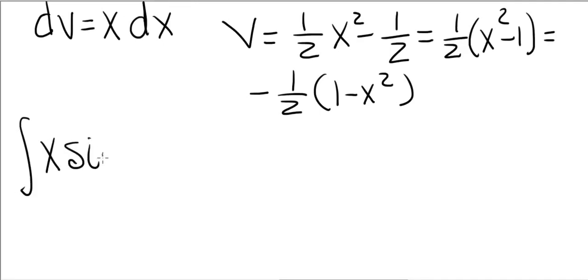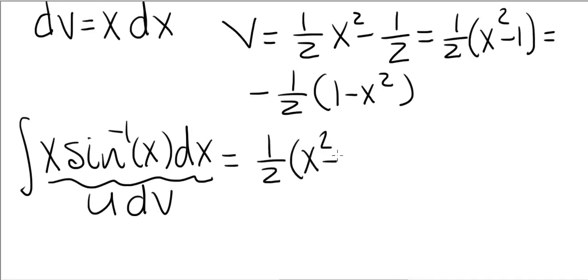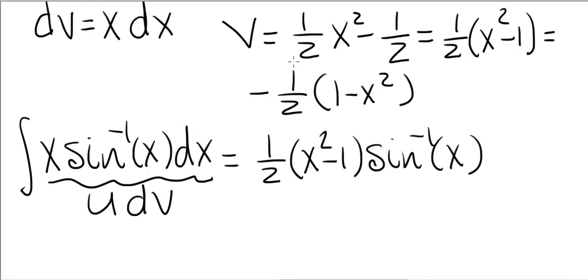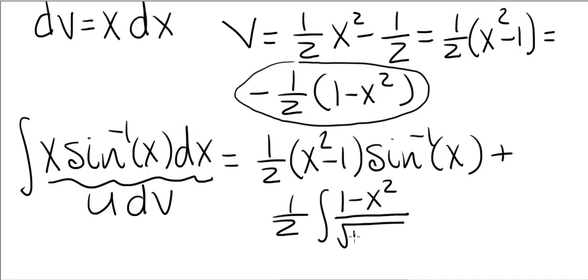Integral of x times inverse sine of x dx. This is our u dv integral. It is equal to u times v, 1/2 times x squared minus 1 times inverse sine of x, minus the integral of v du. I'm going to take this form of v. It has a minus in front, so that means we have a plus 1/2 times the integral. We have 1 minus x squared in the numerator. That's from v, and we have the square root of 1 minus x squared from du.